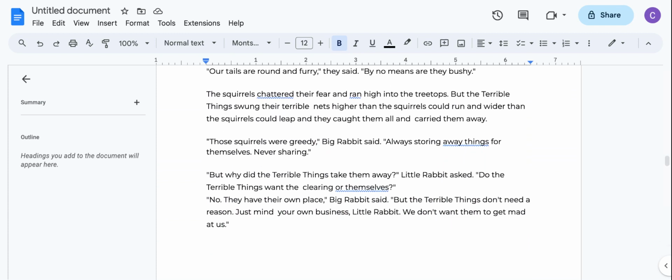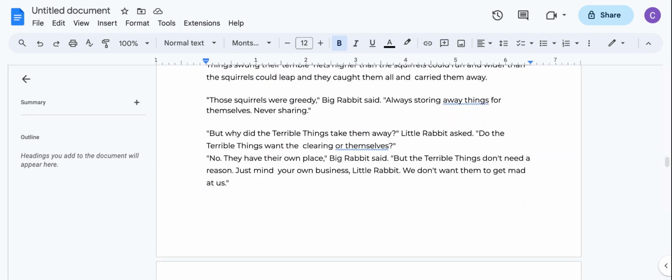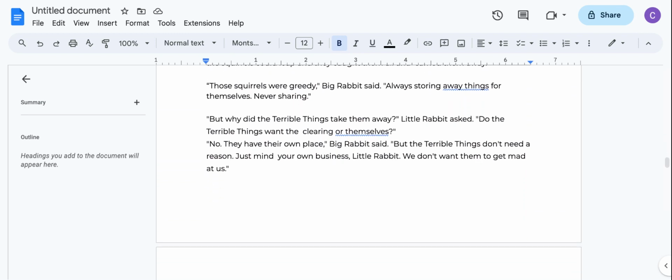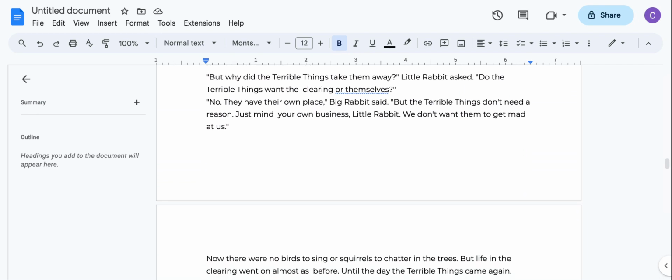The squirrels scattered in fear and ran high into the treetops. But the terrible things swung their terrible nets higher than the squirrels could run and wider than the squirrels could leap, and they caught them all and carried them away. Those squirrels were greedy, Big Rabbit said, always storing away things for themselves, never sharing. But why did the terrible things take them away? Little Rabbit asked. Did the terrible things want the clearing for themselves?